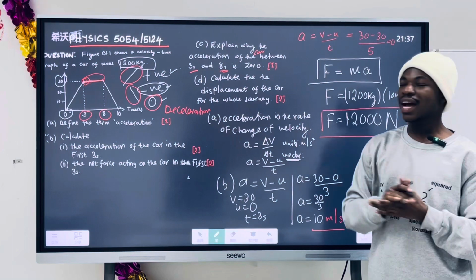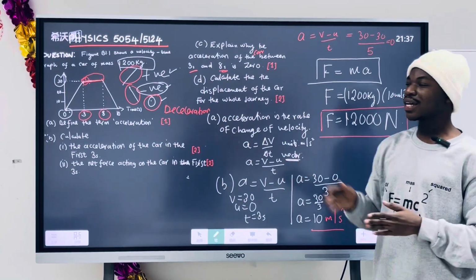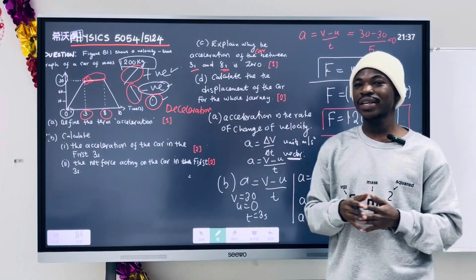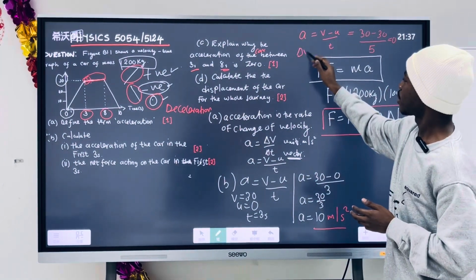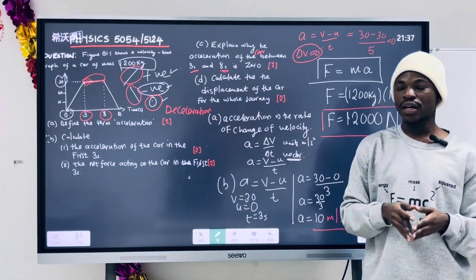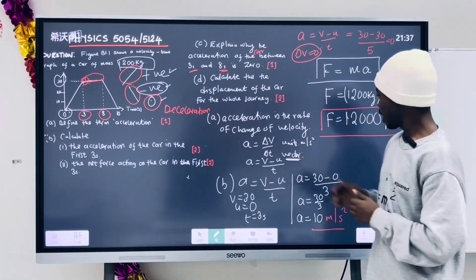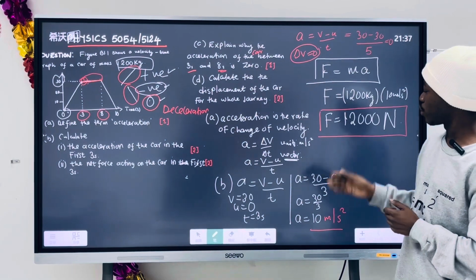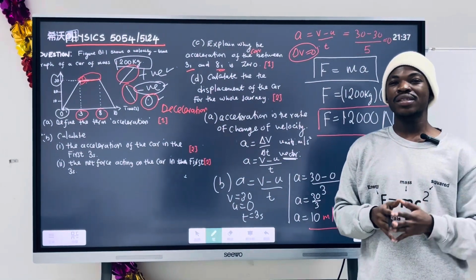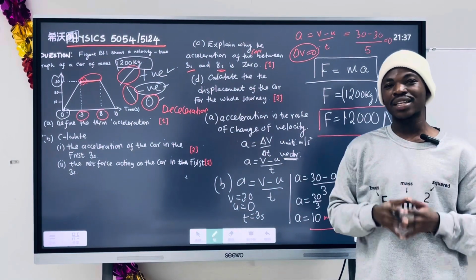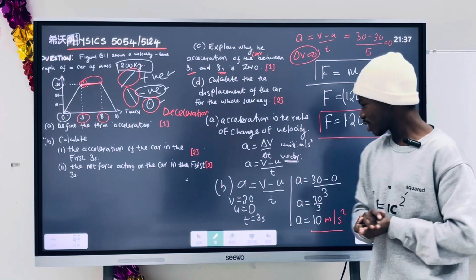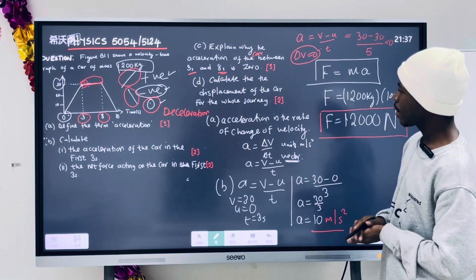So explain why the acceleration is 0 there. The acceleration is 0 because there is no change in the velocity. In other words, delta V is 0. Remember, I said delta V is simply our change in velocity. So that is why the acceleration is 0 there. So you could tell the examiner here that the acceleration is 0 because the velocity is constant. The velocity of the car is constant between 3 seconds and 8 seconds. That's what you're supposed to say.